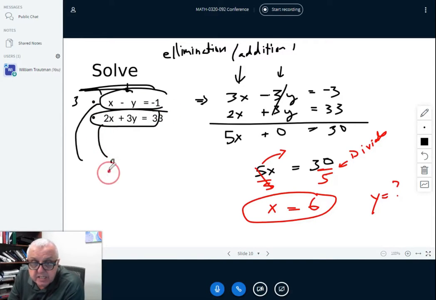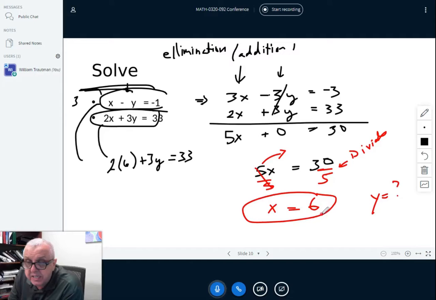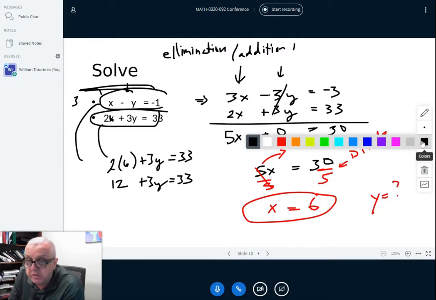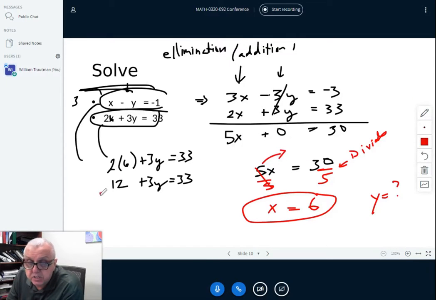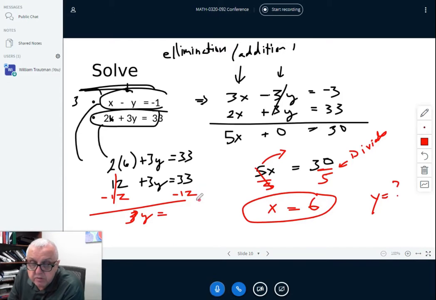If x equals 6, 2 times 6 plus 3y equals 33. You see, I'm plugging the 6 into the x here. That's 12 plus 3y equals 33. I'm going to subtract by 12. I'm solving for y now. I'm going to subtract by 12, subtract by 12, and I get 3y equals 33 minus 12 is 21.